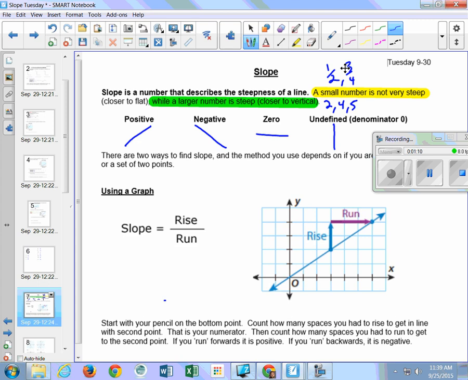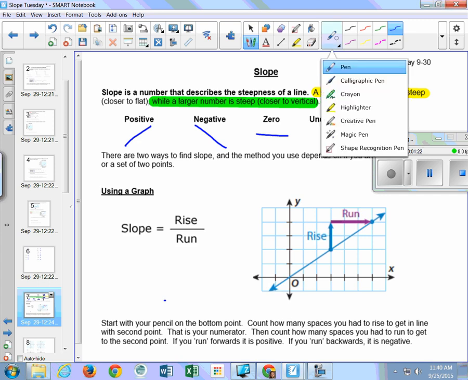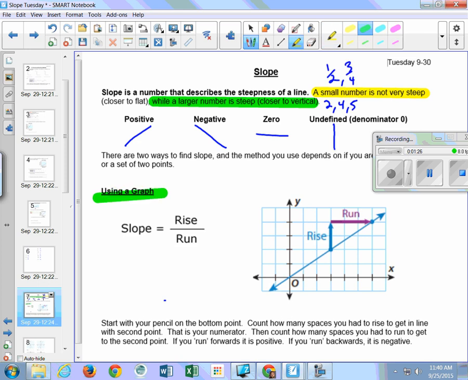There are 2 ways to find slope, and the method you use depends on if you're given a graph or if it's a set of 2 points. If you're given a graph, you're going to use slope, rise over run. Very important that you remember it's rise over run.